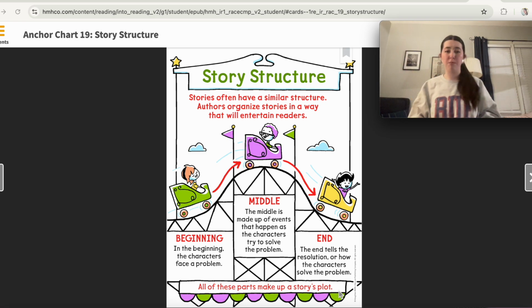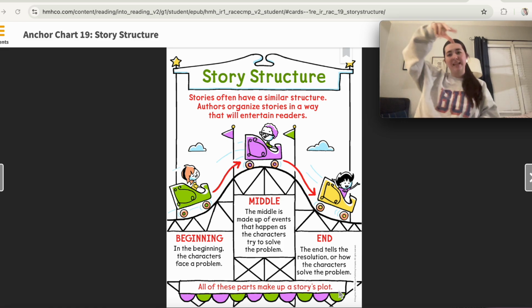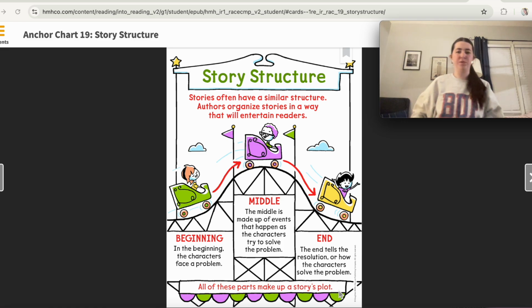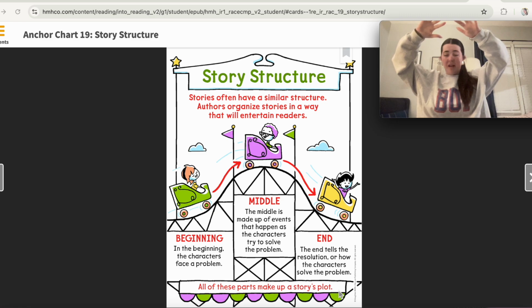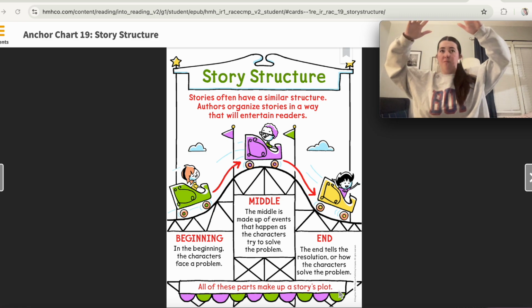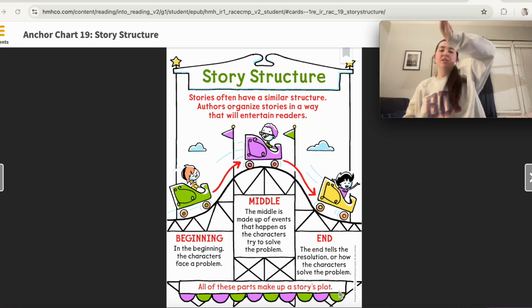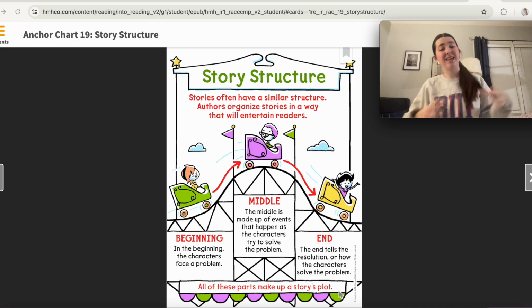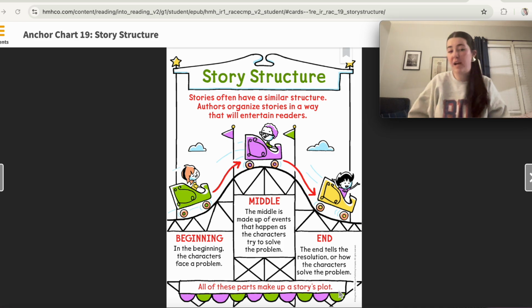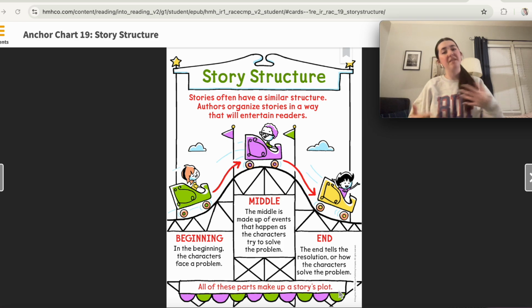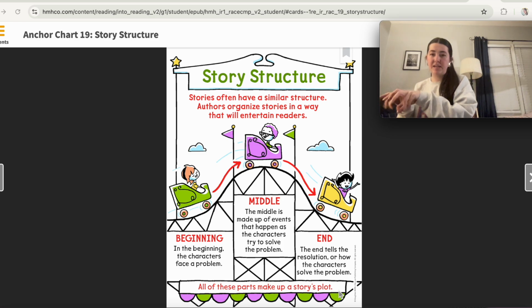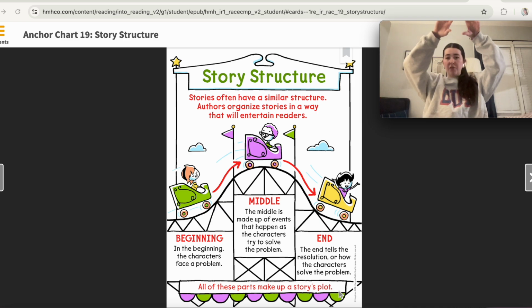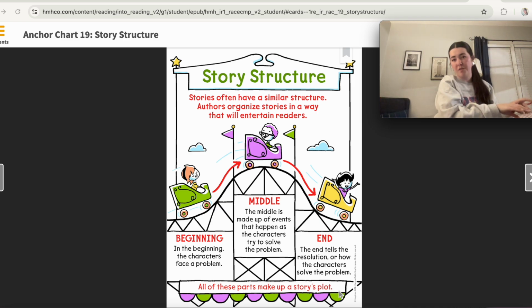They're facing a problem. In the middle of the story, that's kind of when they reach the top of the roller coaster. That's made up of events that happen as the characters try to solve the problem. So now we're at the top of the hill on our roller coaster and we have to solve this problem. We're at the top, we've got to get down. So to solve the problem, they go down to the end of the story, which is the resolution or how the characters solve the problem. And this makes up the plot of our story. So we've got the problem in the beginning, we're trying to solve the problem in the middle, and we solve the problem at the end.